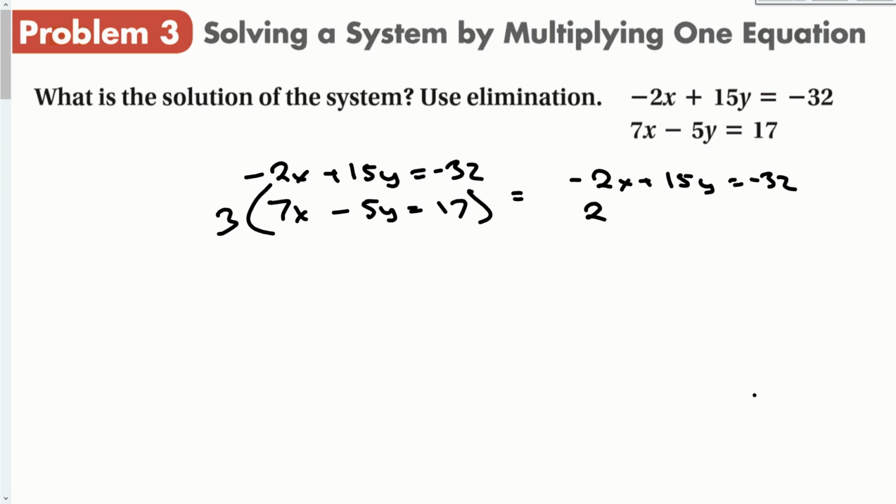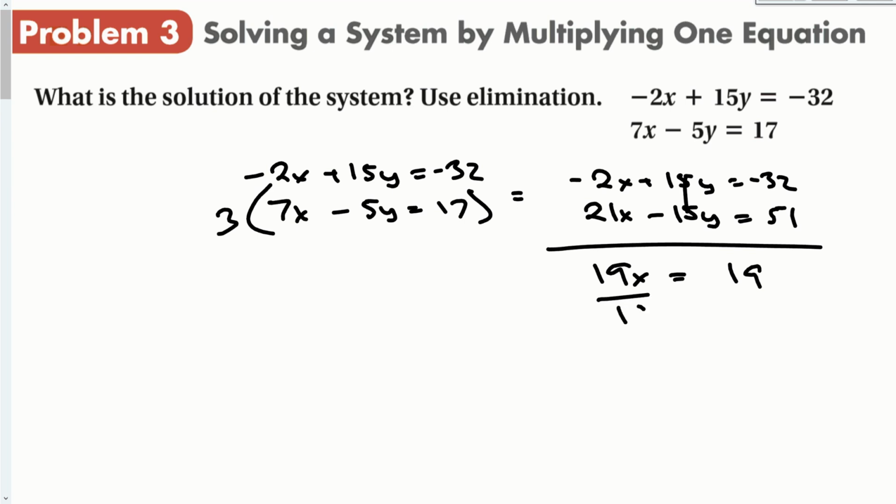Okay? That would give me 21x minus 15y is equal to 17 times 3 is 51. Yes, 51. Okay. Now when I add these two equations together, I get 19x, the y's cancel, is equal to 19. Yeah, how convenient. Divide out the 19, and x is equal to 1. Of course, pick an equation, either equation, and plug 1 back in.